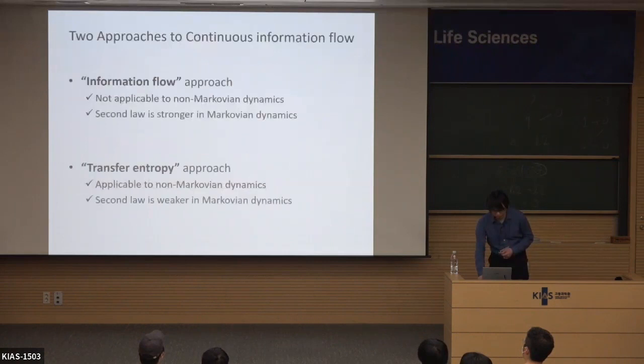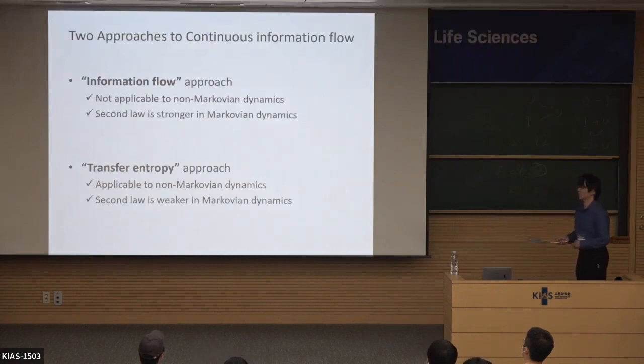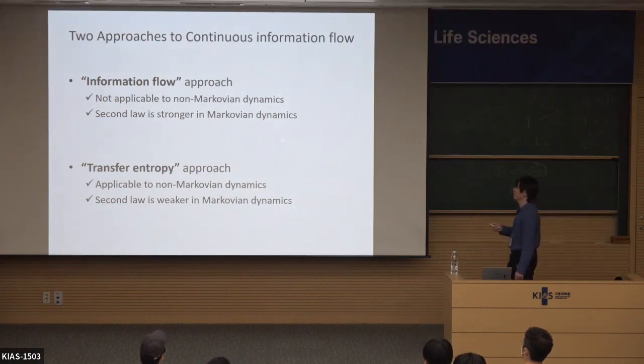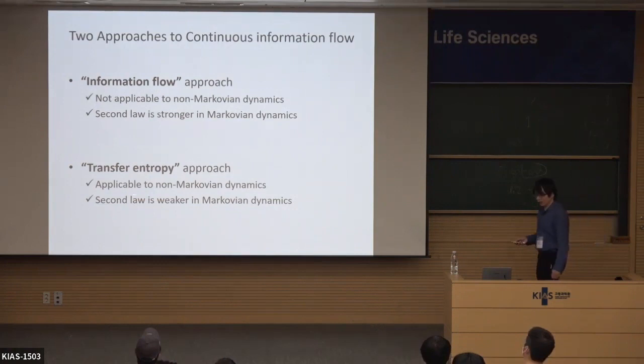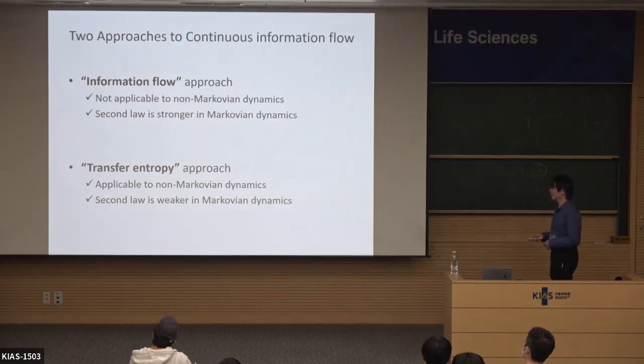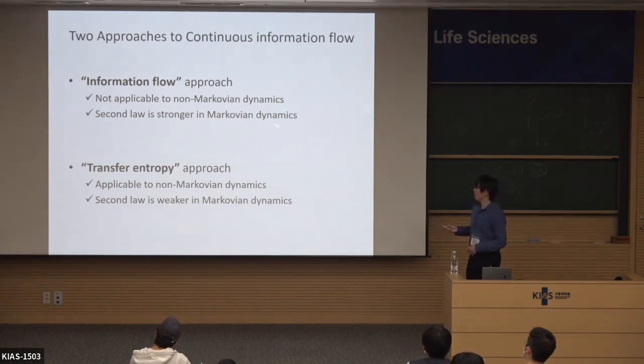And actually, there are several approaches to this problem. One is the so-called information flow approach. This was introduced by Jordan Horowitz and Massimiliano Esposito. It gives a stronger form of the second law of thermodynamics in Markovian dynamics, but it's not applicable to non-Markovian systems. On the other hand, Sosuke Ito and I have introduced a transfer entropy approach that is applicable to non-Markovian dynamics, but it gives a weaker second law. It's a kind of loose inequality in the Markovian limit. So both have some merit and demerit.